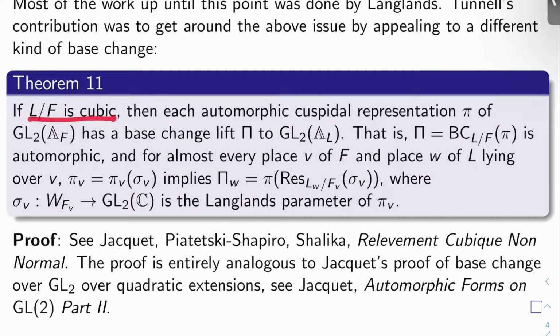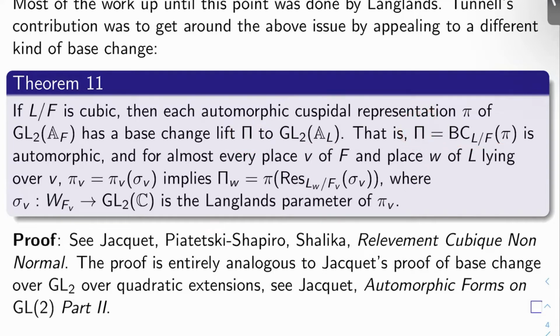If L over F is cubic and not even necessarily Galois, then each automorphic cuspidal representation pi of GL2 of the Adeles of F does have a base change lift big pi to GL2 of A sub L. That is, big pi, which is the base change lift from F to L of little pi, is automorphic.